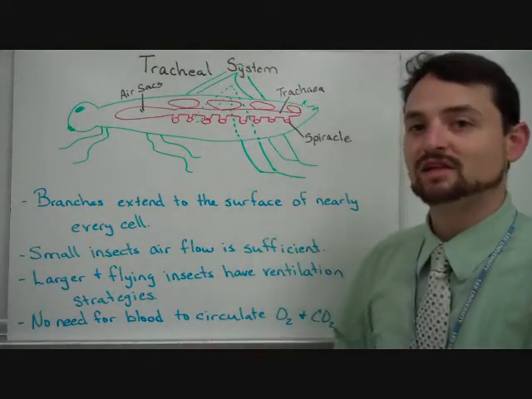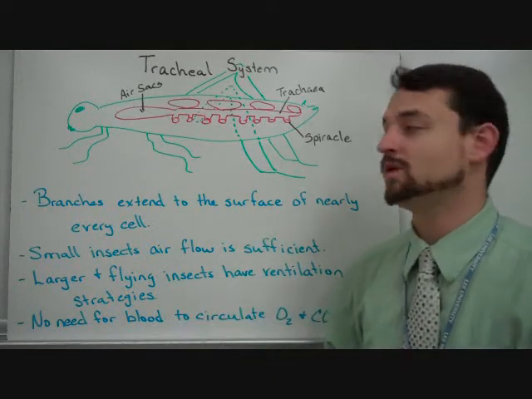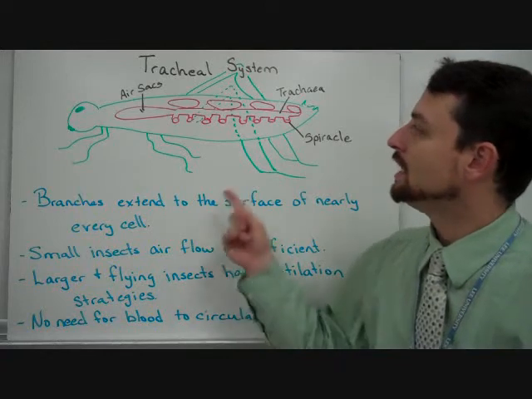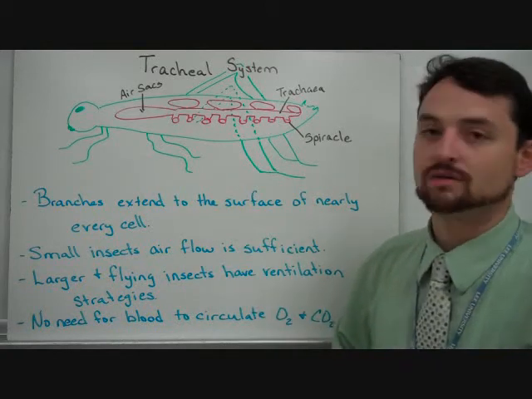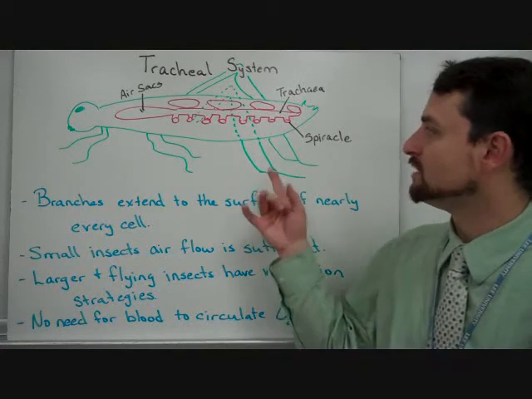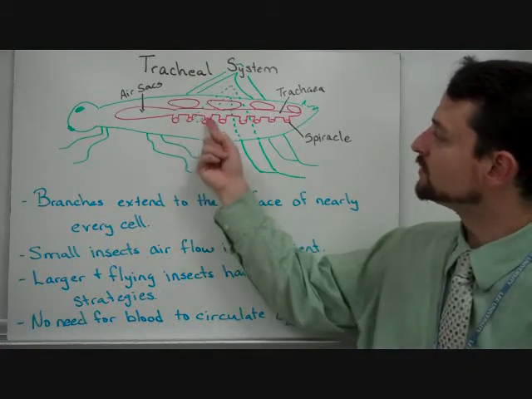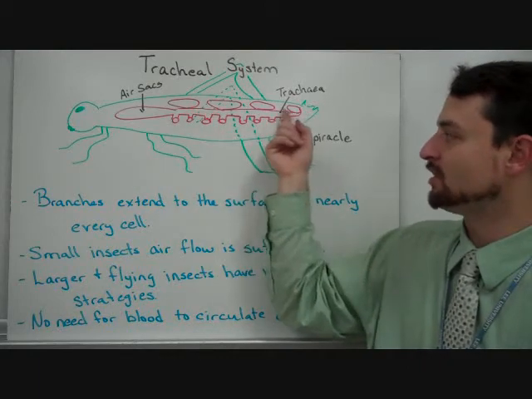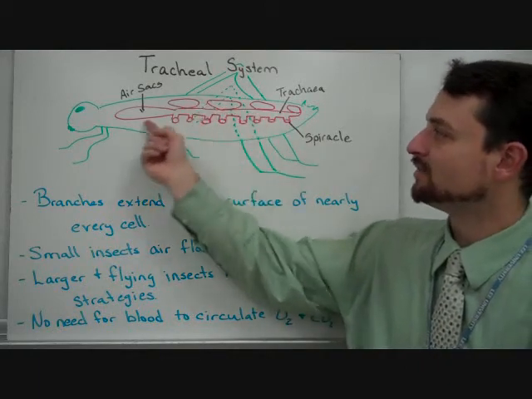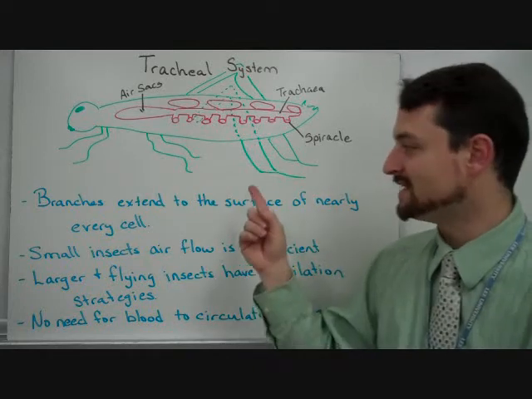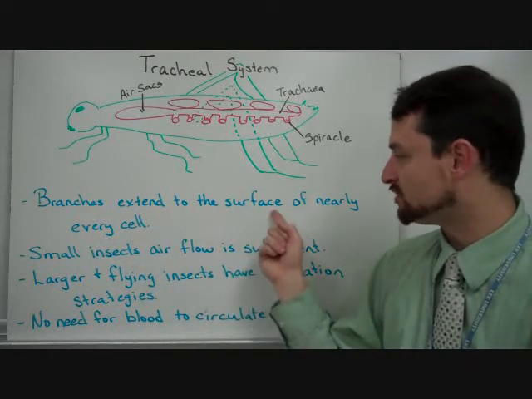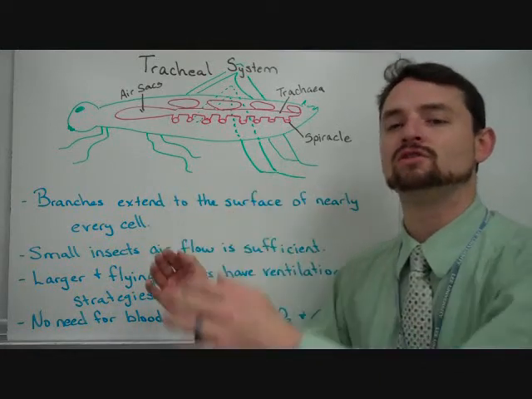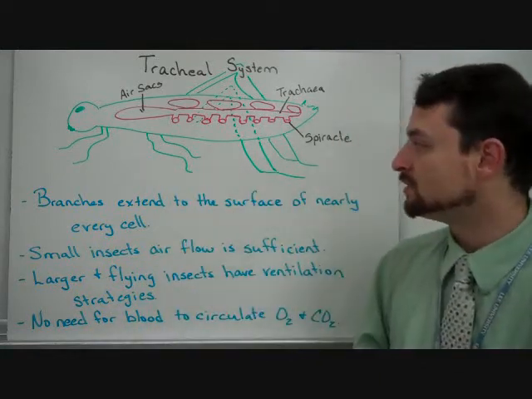In insects, instead of a gill system, we actually see a tracheal system. And in the tracheal system, you have spiracles, which are these holes in the side of the organism. A tracheal system that connects all those to air sacs throughout that insect's body. And what that does is that those branches will extend to the surface of nearly every cell, and it'll provide air for all of those cells and an exchange then of air to those cells.